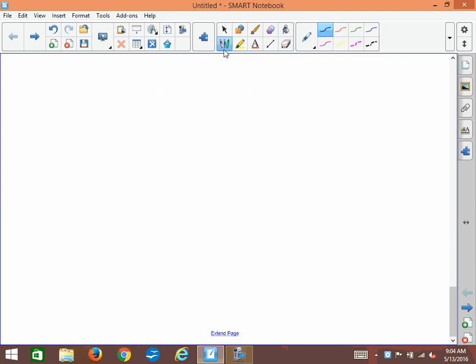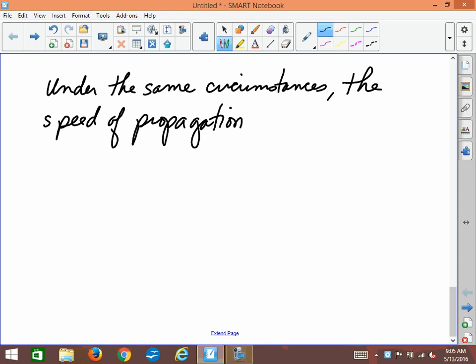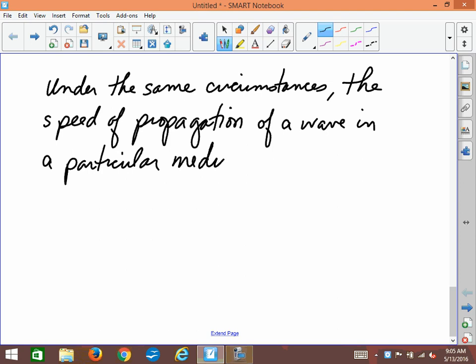Which means something kind of important and a little bit simpler. That is that under the same circumstances, if you don't change the heat and you don't change the tension, if you keep everything the same, the speed of propagation of a wave in a particular medium remains constant, doesn't change. Remember, the word medium is what the wave is traveling through.